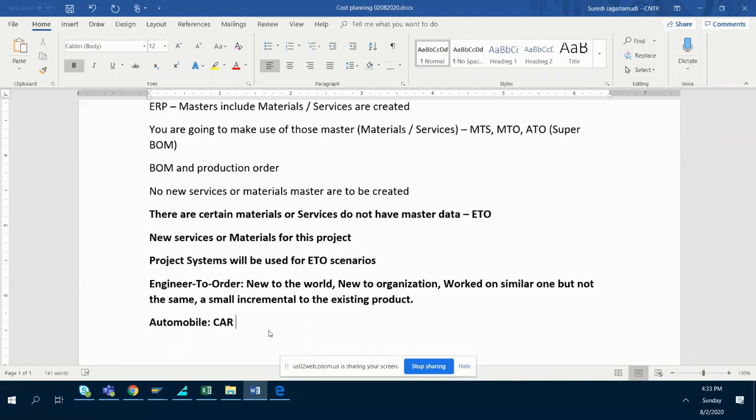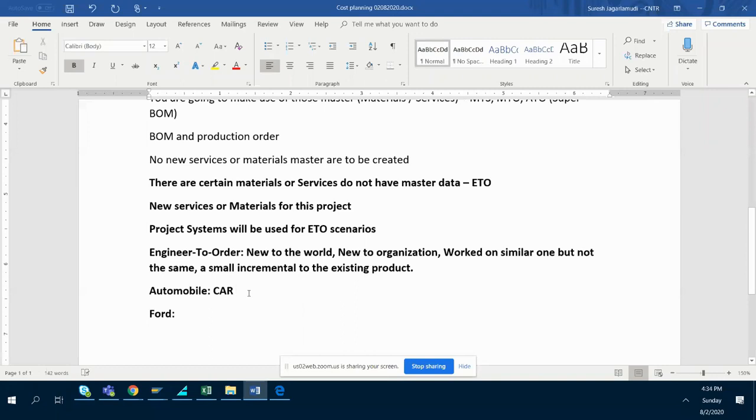Car. Let us take car. A car has got four wheels, and that's the fundamental thing, and it will move people from place to place. That is the objective of the car. Now tell me, electric vehicle is now popular, isn't it? Now, is the electric vehicle new to the world, or new to the organization, or worked on similar one but not the same, or a smaller increment to the existing product? Tell me. Take any company, say Ford. For Ford, what is this car? Electric vehicle, EV, for the organization.